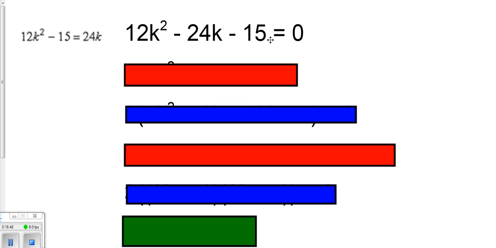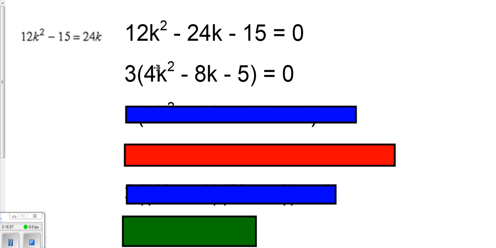Now whenever we're factoring, we always first look for a greatest common factor. So 12, negative 24, negative 15, we can take 3 out of each one of those. 3 comes to the outside, and we're left with 4k squared minus 8k minus 5. Now these numbers are a lot smaller and easier to work with.